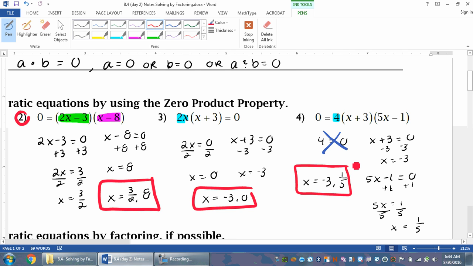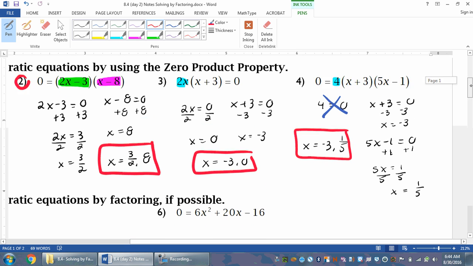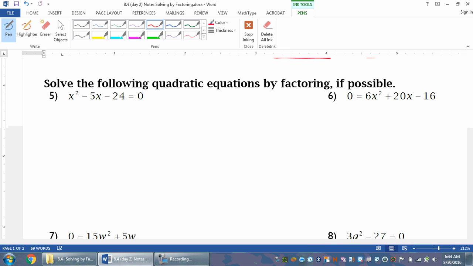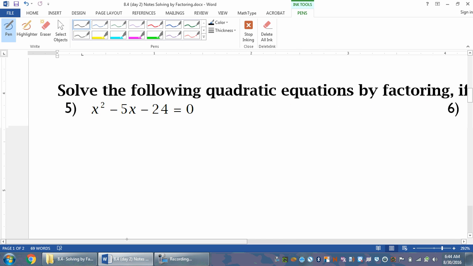All right, so now from the last video, we actually added another step to these types of problems. See how they're already factored? Now what we're going to do is factor them first, and then go ahead and solve using the zero product property. So let's look at number 5. Again, first rule of factoring, always check for a GCF. Looking at number 5, I don't see a GCF. I'm going to zoom in just a little bit. I'm going to go ahead and write the factors into the square.